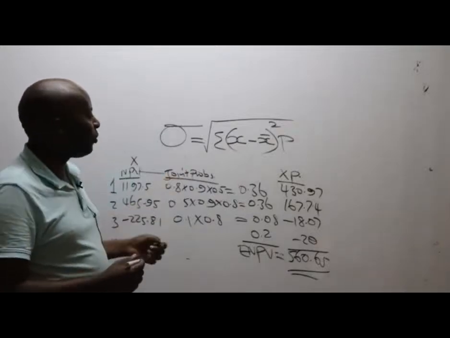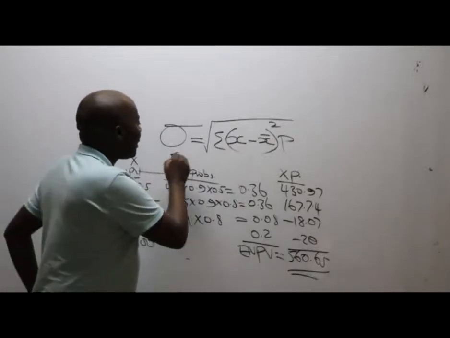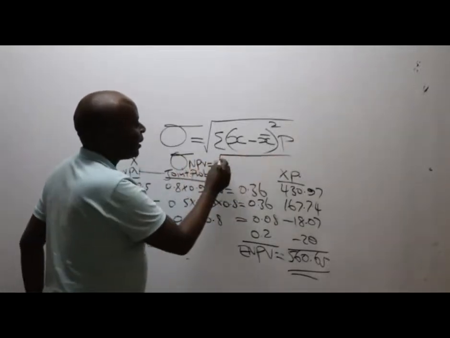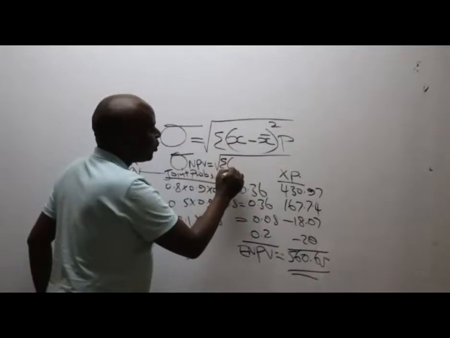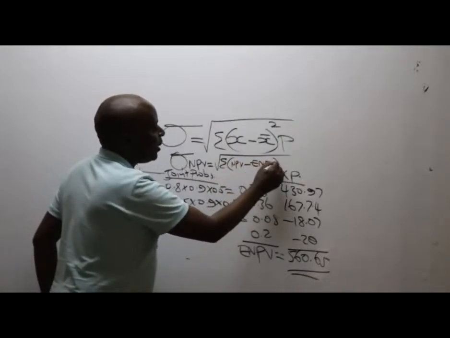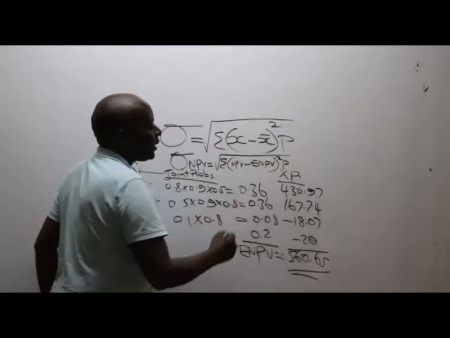Now, this is a general formula. So when they tell me to give them the standard deviation of NPV, I'll put a bracket like that. I'm now copying everything. So this one here will be NPV minus expected NPV, squared, times probability.